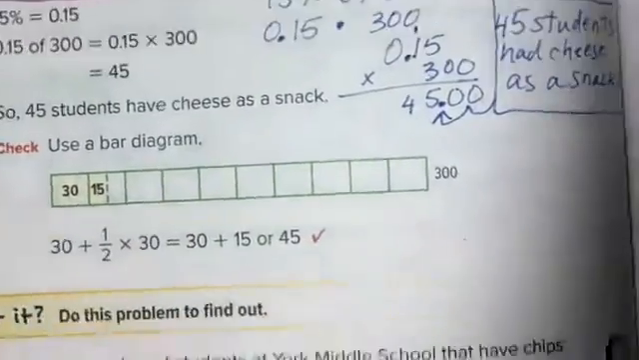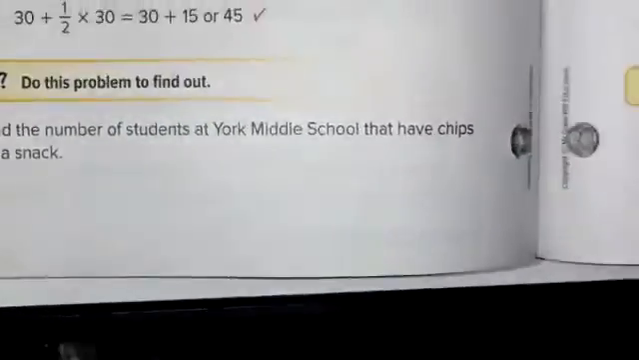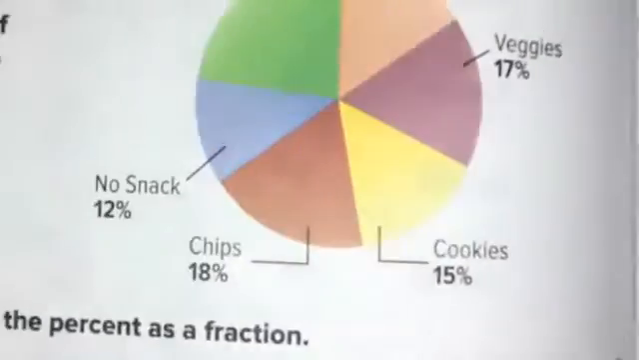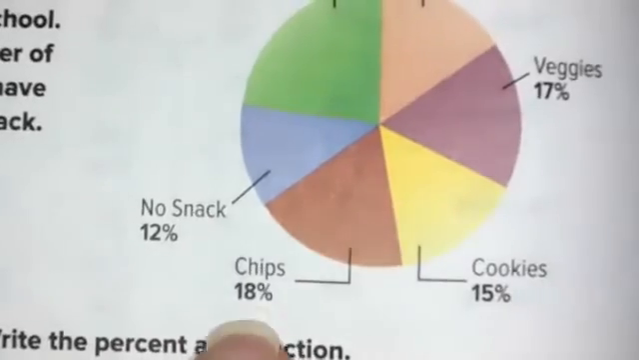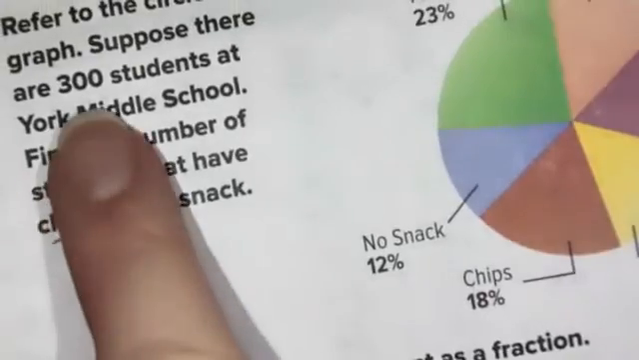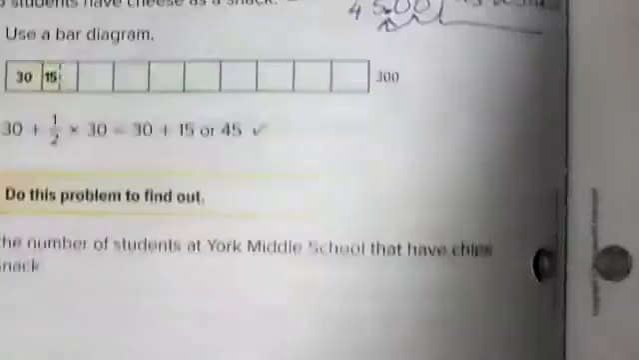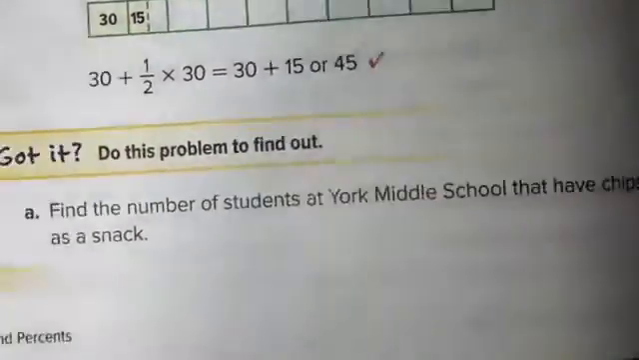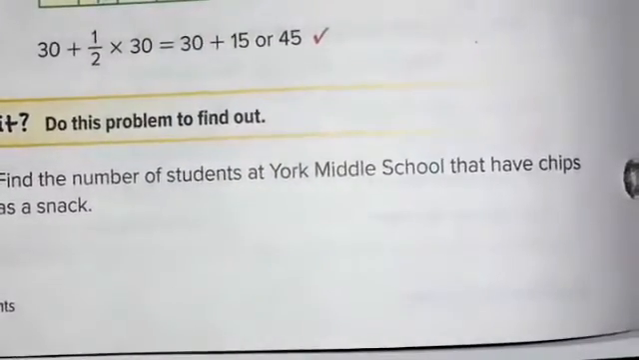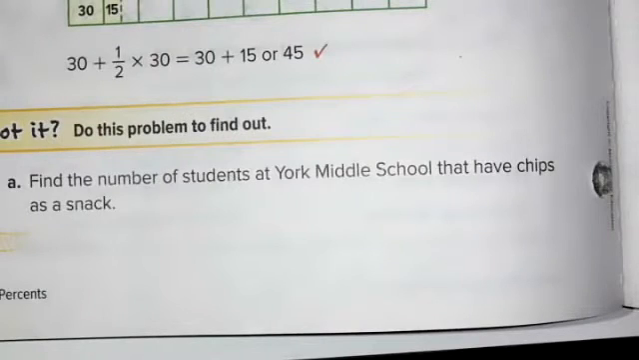Okay, letter A, find the number of students at York Middle School that have chips as a snack. When we go back to our pie graph, we see that 18% of students chose chips as their snack. And remember, altogether there were 300 students. So the question is, what is 18% of 300? Let's go ahead and do that.